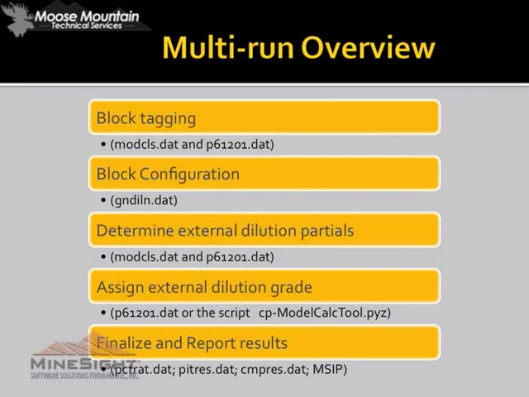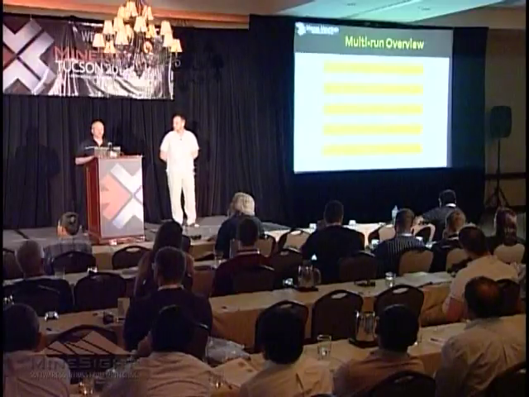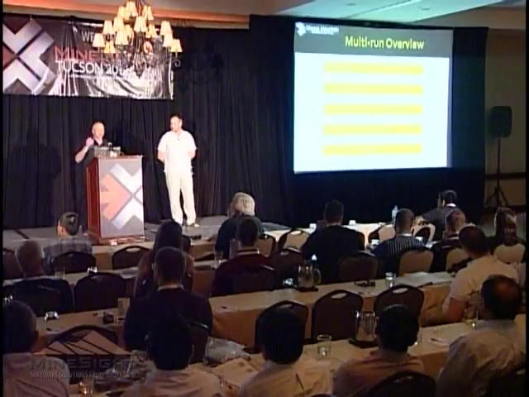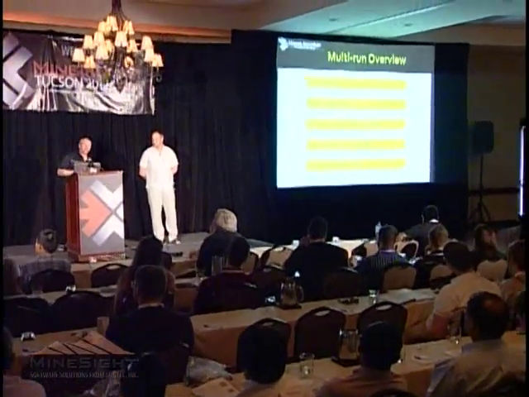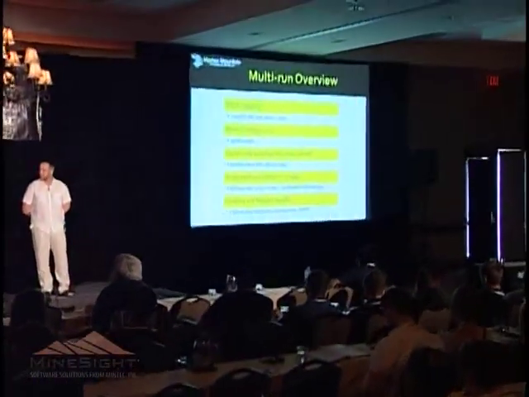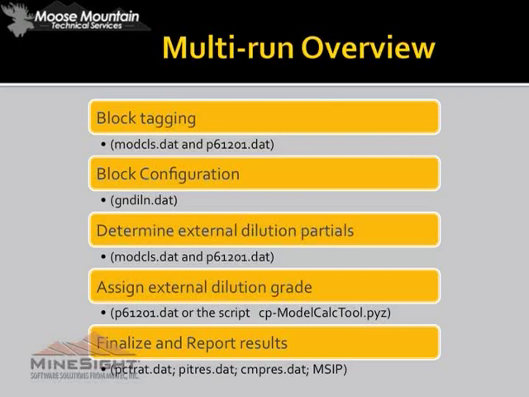and P61201, the update to that is the CP Model Calc tool. I'm still using the user calc just because it's been around for a long time and I got lots of gray hair. Okay. Then we take the tagged ore and waste blocks and we do configuration tagging as well using the GNDILN procedure that Jesse showed last time.